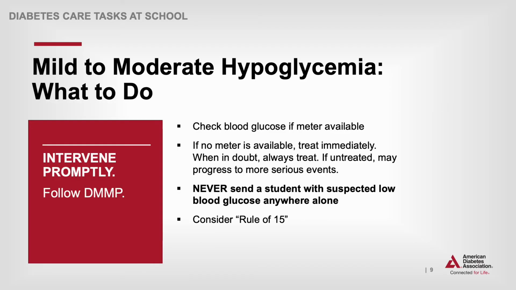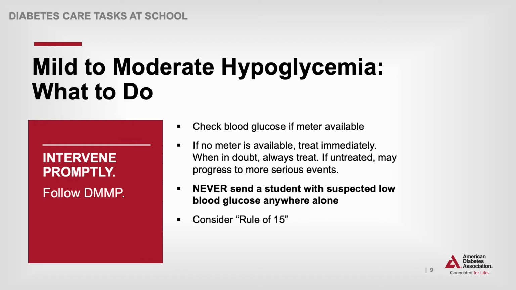Intervene properly when hypoglycemia is mild to moderate to prevent the progression to severe symptoms. The steps for intervening with each student will be outlined in his or her DMMP. General steps are as follows. First, verify the blood glucose check when available.